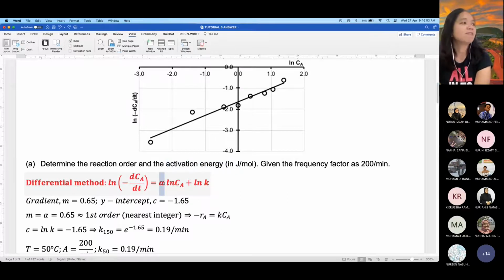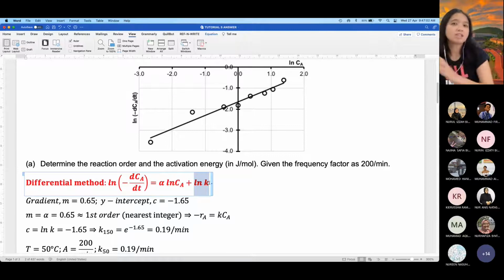So naturally, your alpha will be your gradient. And naturally, your y-intercept, the c, is your ln K. So that's how you synthesize from the equation. You know what your y-axis data is, what your x-axis data is. So the gradient should be your alpha, and your ln K should be your y-intercept.